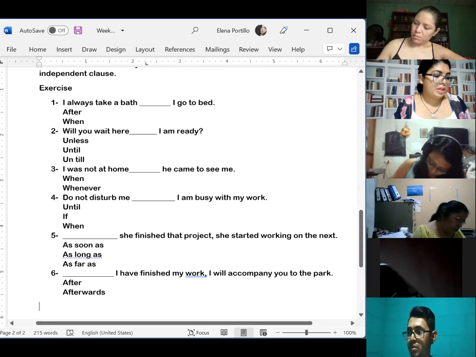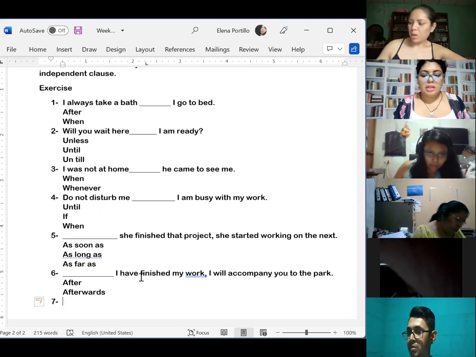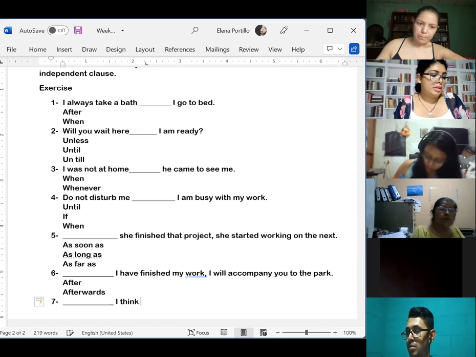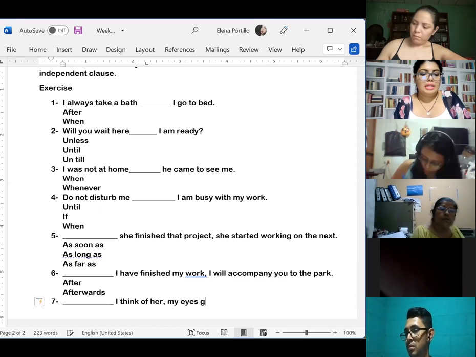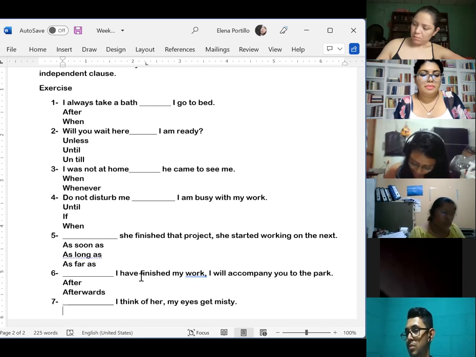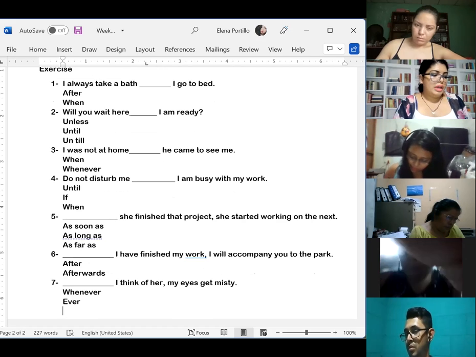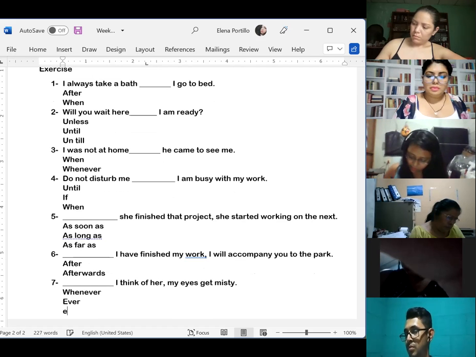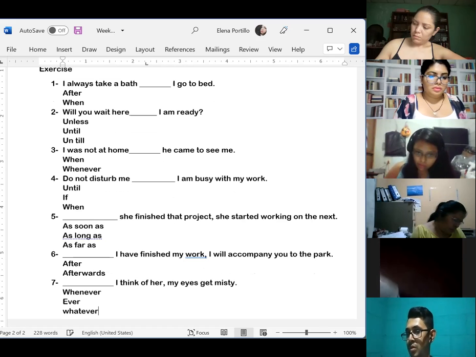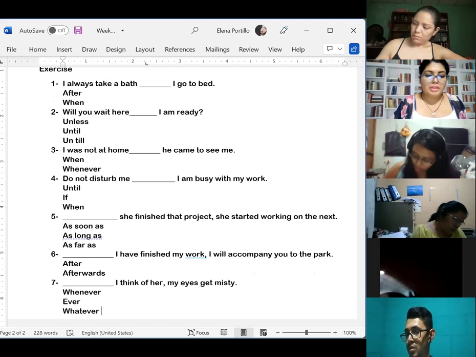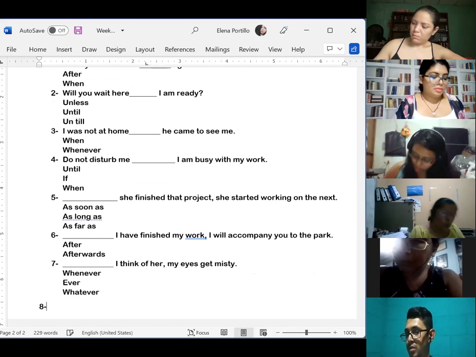Then we have number seven, the space again at the beginning of the sentence, I think of her, my eyes. And we have the options: whenever, ever, and whatever. Then we have number 8. I will start.